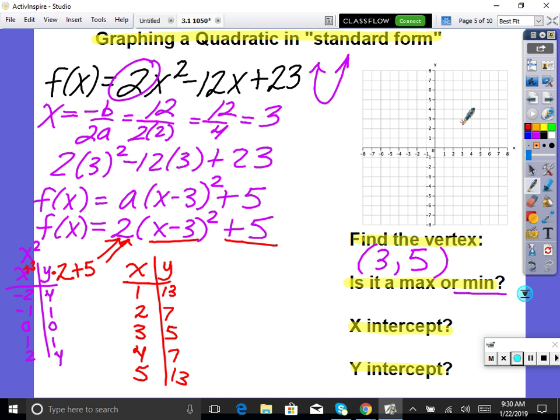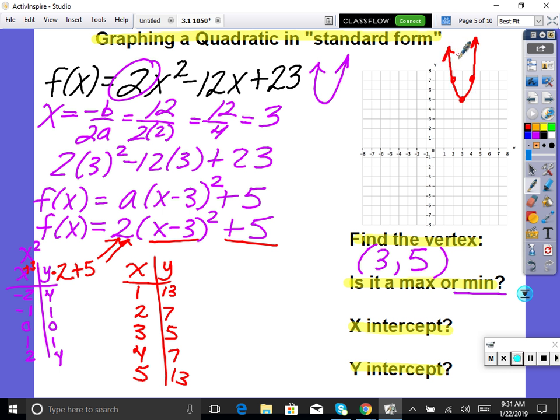vertex. 3, up 5. Then we add a y. The vertical stretch or compression is always only multiplied to your y values. That's why I wanted to show this one all the way through. The next one I won't, because I think you get the picture after that. I just wanted to remind you. So then over 4, up 7 units, and that's our quadratic.